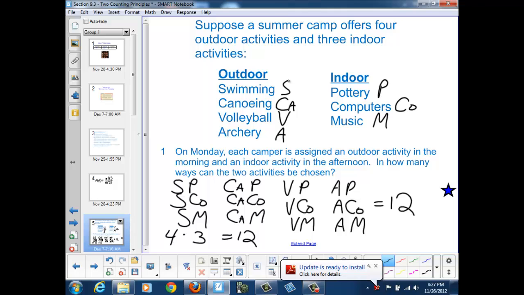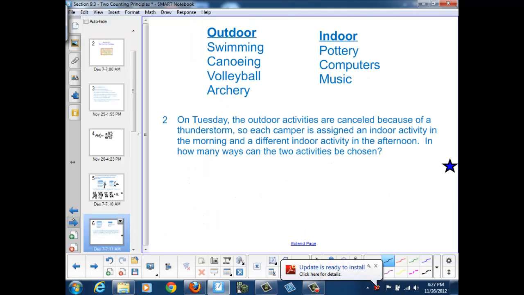Let's look at another situation. On Tuesday, the outdoor activities are canceled because of a thunderstorm. So each camper is assigned an indoor activity in the morning and a different indoor activity in the afternoon. In how many ways can the 2 activities be chosen? For our first activity in the morning, I have 3 choices: pottery, computers, and music. In the afternoon, I've already used one of my choices, so I only have 2 choices for the afternoon, because one of my choices has been eliminated.